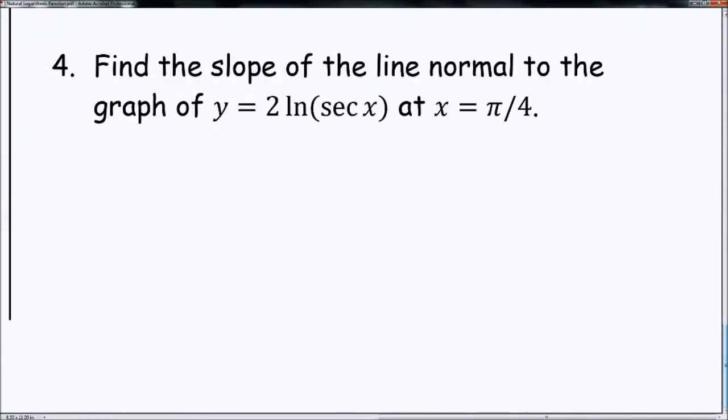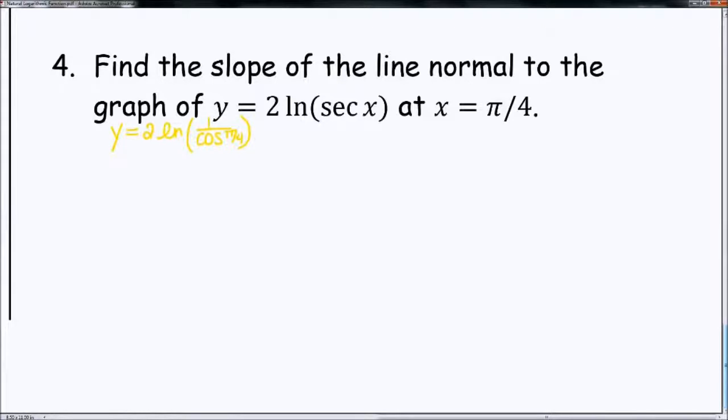Number 4. Find the slope of the line normal to the graph of y equals 2 times ln of secant x at x is equal to pi over 4. So let's first find our y coordinate. So y coordinate is going to be 2 ln, and I'm going to rewrite secant as 1 over cosine because that's what it means. 1 over cosine of pi over 4. Well, cosine of pi over 4 is root 2 over 2.